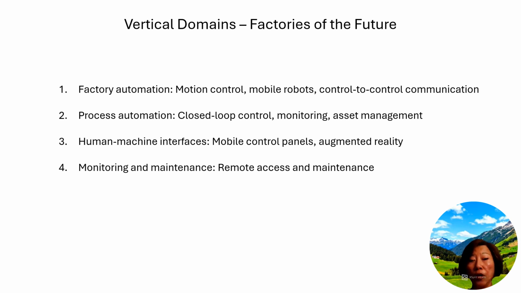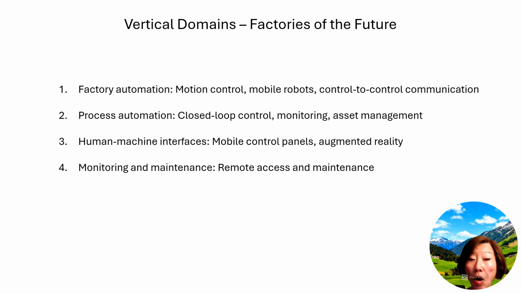Here, let's take a look at factories of the future. That's what is indicated on the spec. In factory automation, motion control applications can require cycle times as low as 500 microseconds with jitter less than 1 microsecond. I want you to cross-check these references on the spec itself in case I made a mistake, but it's all stated on the spec. Mobile robots need both high-speed data for video and low-latency control channels.